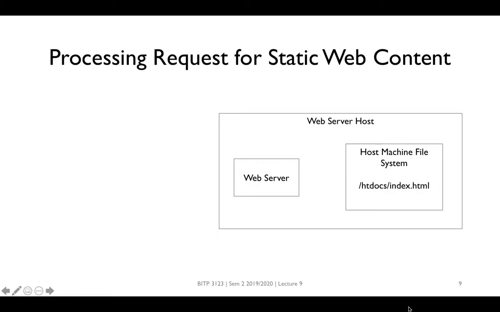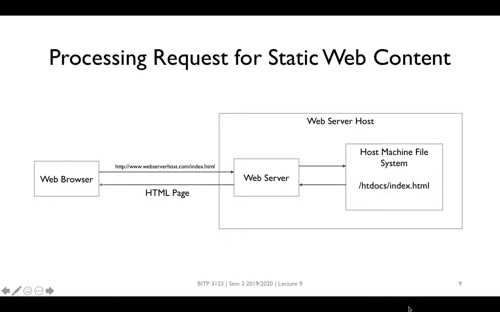A request is made from the user side to retrieve the HTML files. A user will type the URL for the file in a web browser. The browser contacts the web server and requests the file. The web server finds the file and returns it to the browser. The browser displays the file to the user. That is the process of static web content.